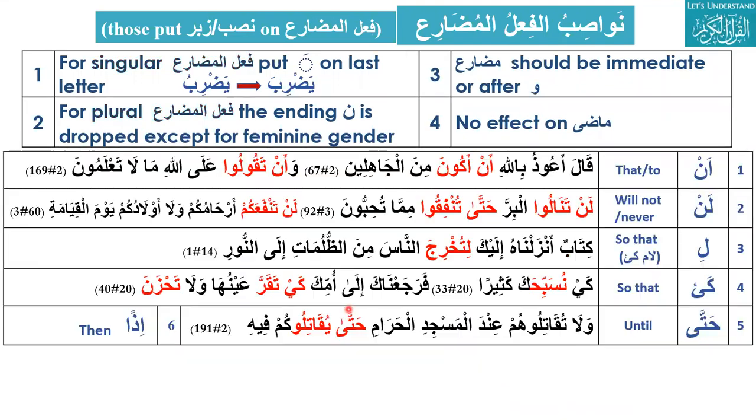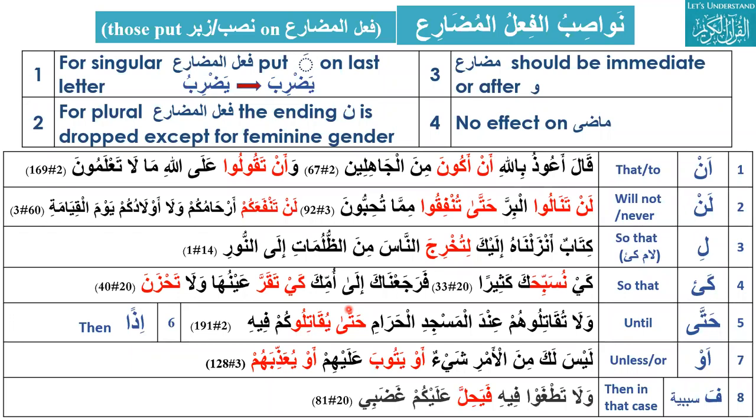And they are an, lan, li, kay, hatta, idhan, aw, fa sababiyya. We should know them, and then we should know the meanings. We have to go to the breakout room, but we should take benefit of this, so that they come on our fingertips, and every time we discuss them, we know what the effects are.